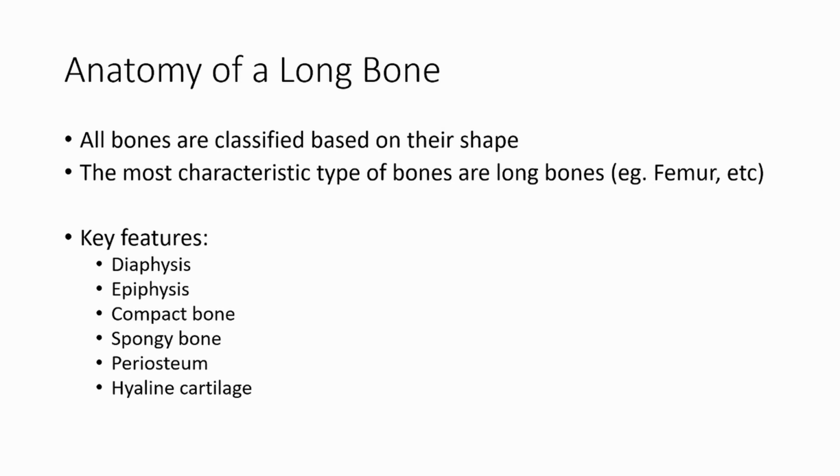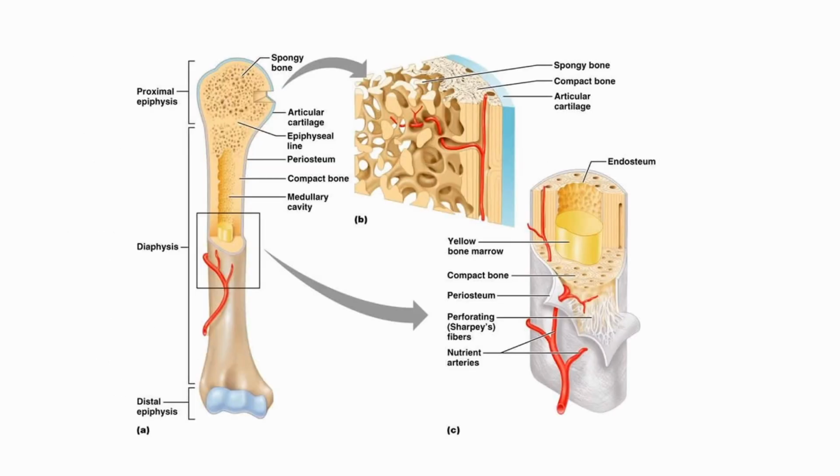Some of the key features we're going to look at on the next slide are the diaphysis, epiphysis, the compact bone, the spongy bone, the periosteum, and hyaline cartilage. So if we look at this image here, we see a typical long bone, right? We see the rounded out end on one side, it's rounded out on the other, and then a long skinny shaft in the middle. Very stereotypical of a long bone.